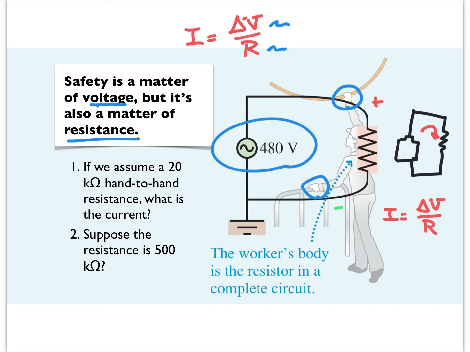And we will do that for the two cases. First, assuming a 20 kiloohm hand-to-hand resistance, and then second, assuming a resistance of 500 kiloohms. And you get very, very different results and very different levels of safety.